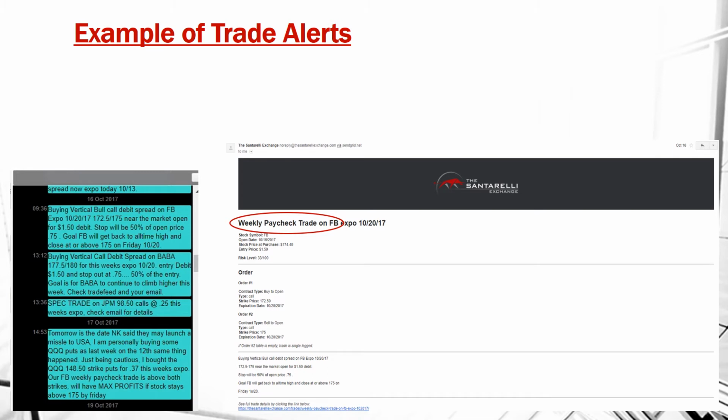And this was a weekly paycheck trade on Facebook. And this was a call spread. And we were buying the 172.50, 175 call spread for the October 20th expiration. And this ended up making a max profit.